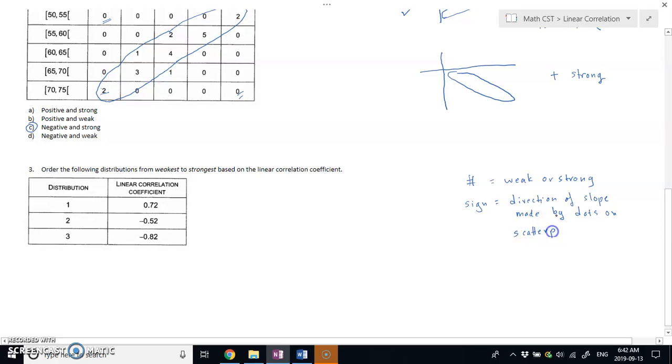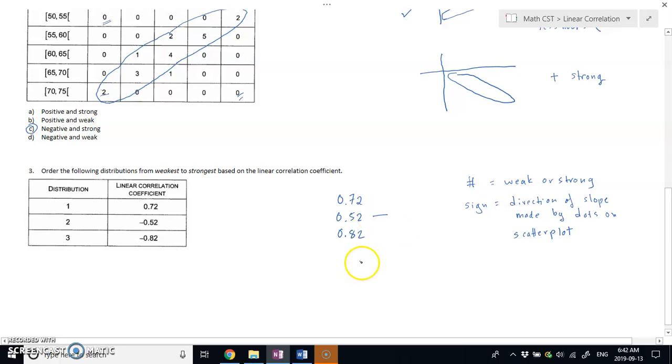So if we're looking at weak or strong, we really don't need to take into consideration the signs. So I'm just going to say, well, we've got 0.72, 0.52, and 0.82. Let's ignore the sign because that's just direction. I always tell students, what if these were test marks? Which one would be the weakest? Well, number 2 here would be the weakest. The next best mark would be 0.72. And then the strongest would be 0.82. And sure enough, that's correct.